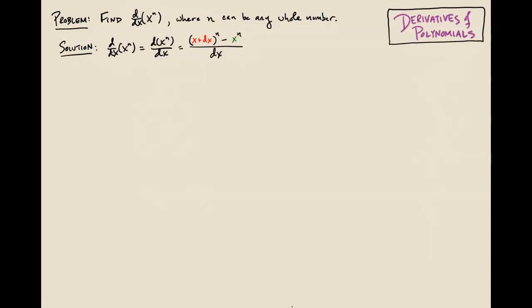Well, what did we do then? When we had 2's here instead of n, we just expanded this and we had some nice cancellation, and that was the end of the game. We ended up with the derivative of x squared being 2x. So you might say, well, let's just do the same thing. Let's just expand this out, and all's well.